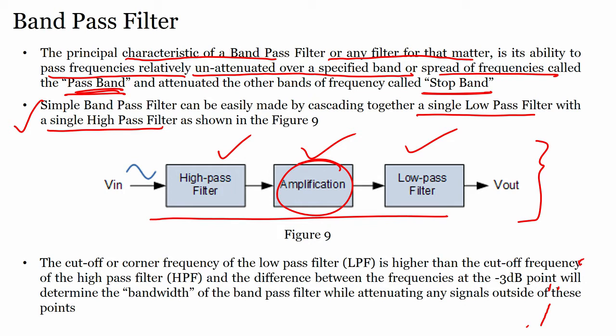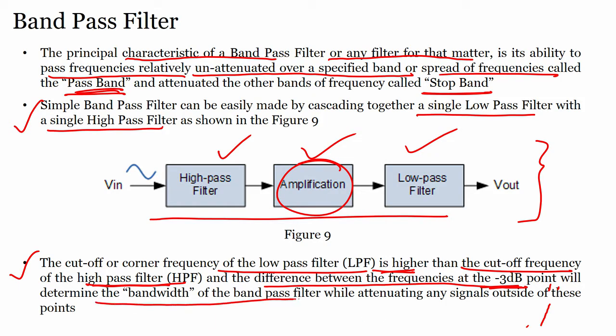Now the cutoff frequency, point number 3. The cutoff frequency or corner frequency of the low pass filter is higher than the cutoff frequency of the high pass filter, and the difference between the frequencies at the minus 3 dB points will determine the bandwidth of the band pass filter.